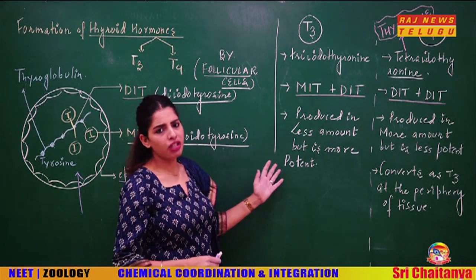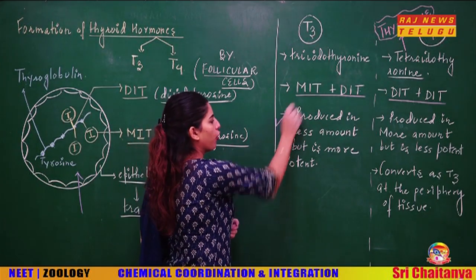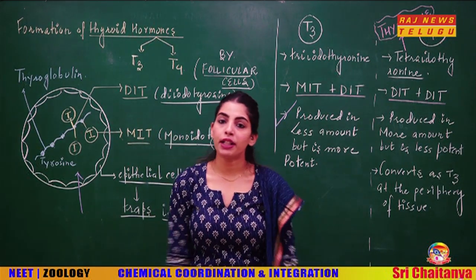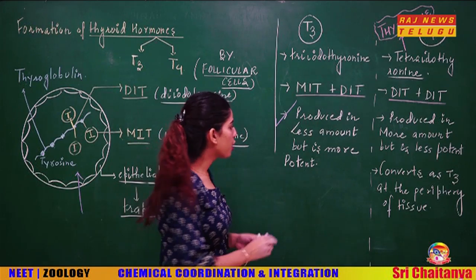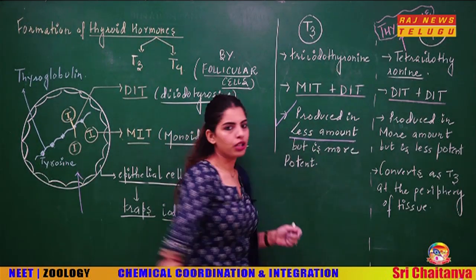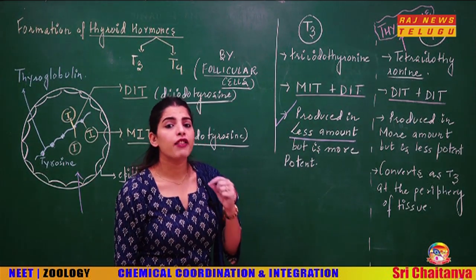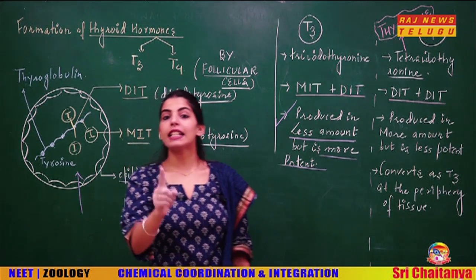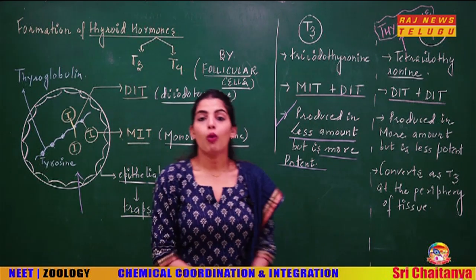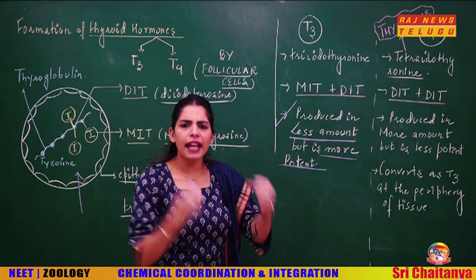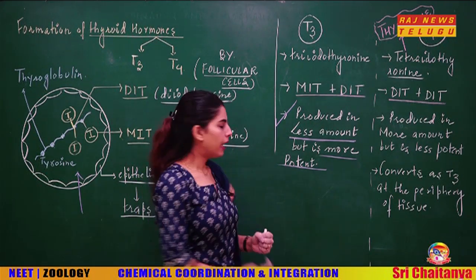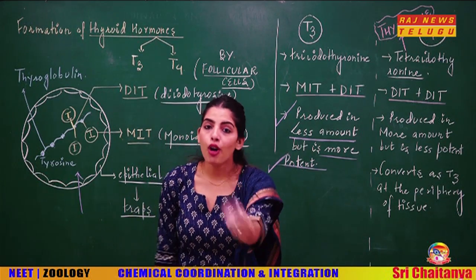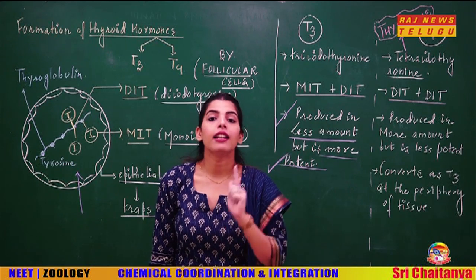Okay, this is additional information regarding T3 and T4: when you compare these two, T3 is usually produced in less amount. But when you talk about their activity, students, T3 is more potent. What do you mean by potent? The potential, the activity. When you talk about T3, it is more potent, more active, but produced in less amount.